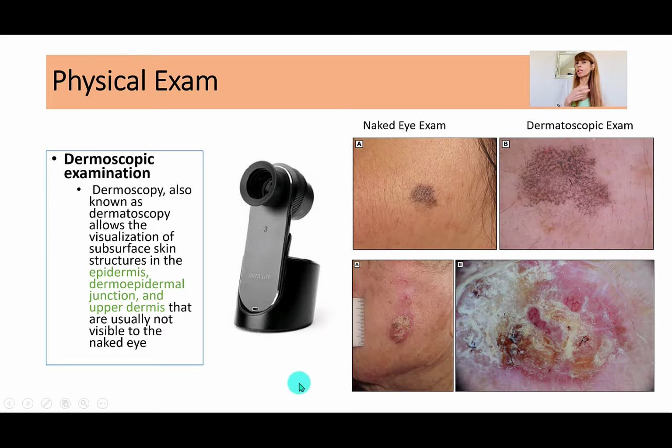Now dermatoscopes are widely available. You can buy them for a primary care office. You can use them. Dermatologists use them, but they are not necessarily the only thing that is required for the diagnosis. Oftentimes you can make a diagnosis without a dermatoscope exam.